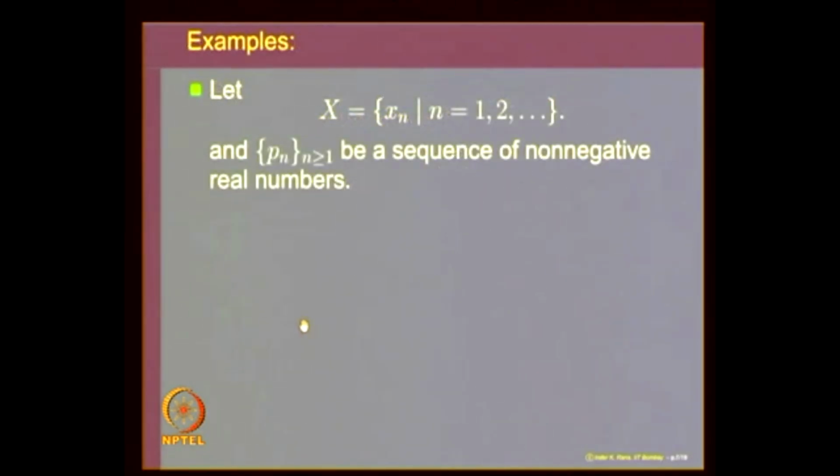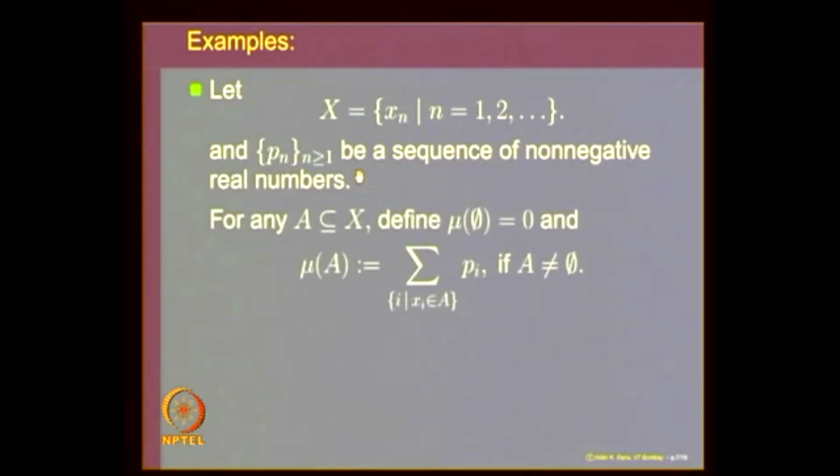Let us look at some examples of set functions. Let us start with a very simple one. Let us look at a set X which is a countable set, so its elements are x1, x2, x3 and so on. So X is equal to {x_n, n = 1, 2, 3, ...}. And let us fix p_n, a sequence of non-negative real numbers. So X is a countable set with elements x1, x2, x3 and so on, and we are fixing arbitrarily some sequence of non-negative real numbers.